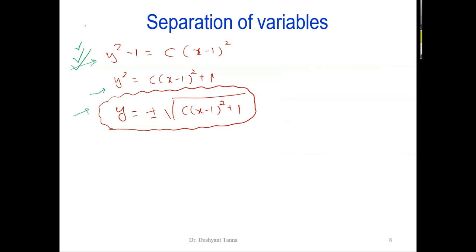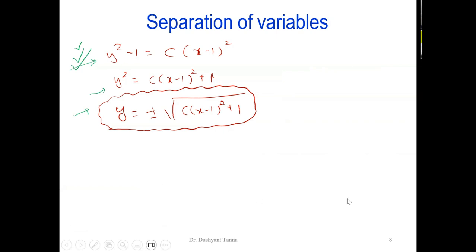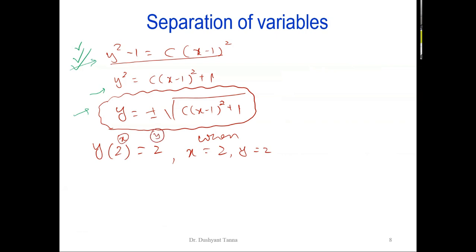So what I will do: I'm given y of 2 is 2. Yes, y of 2 is 2. As I said, my choice is this. This means this is an x value, this is a y value. That means when x is 2, y is 2 as well. Inside is x, the right hand side is y. Wherever you see x and y, replace these values.